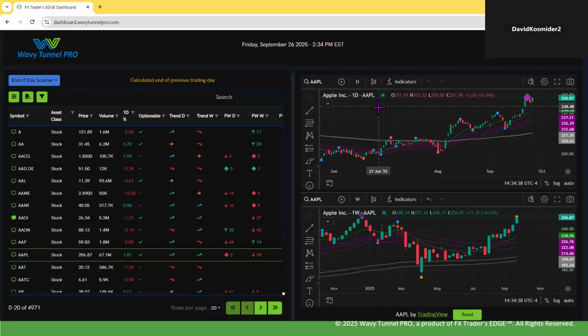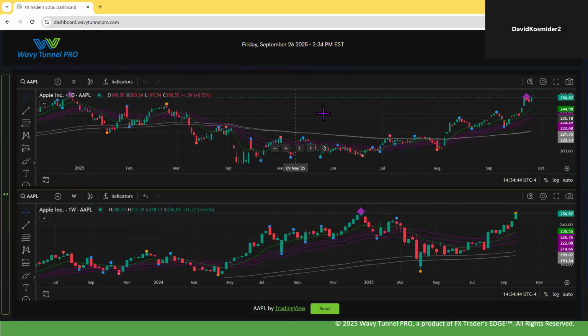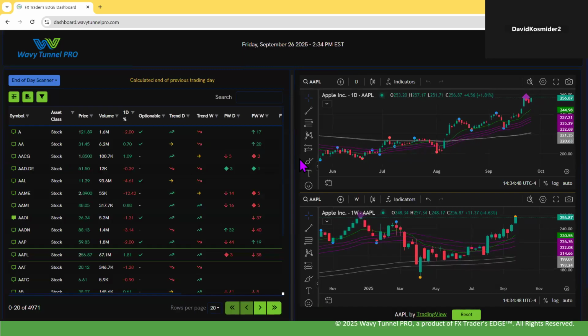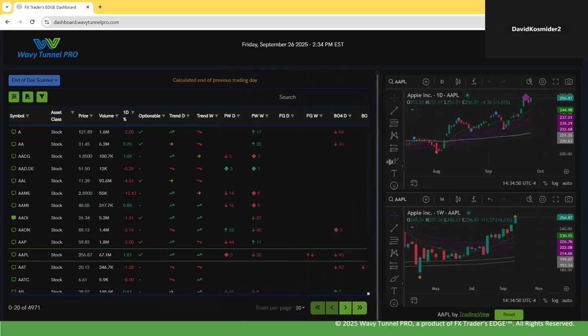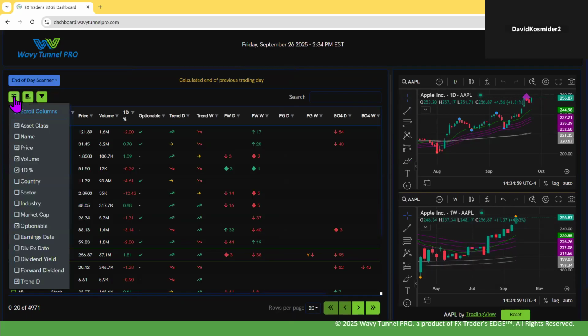Now, the other thing that you can do is you can move the chart across the whole screen, or you can move it back. Let's move it back so that we can look at the left part of the screen. So this is the end of day scanner. I'm going to click on this, and these are all of the columns.